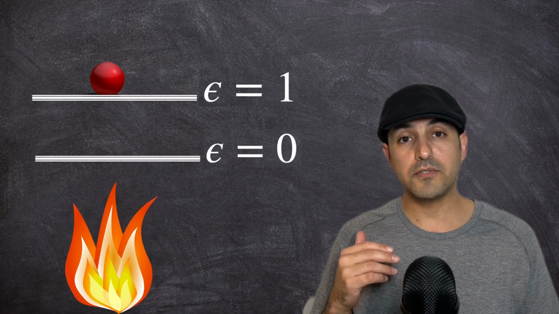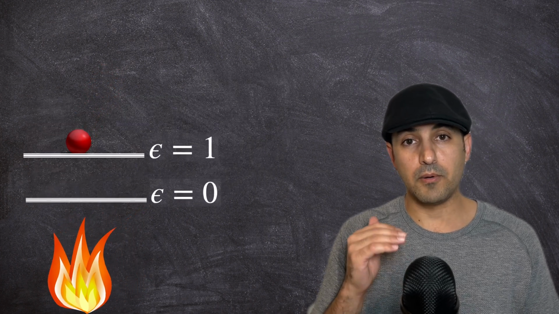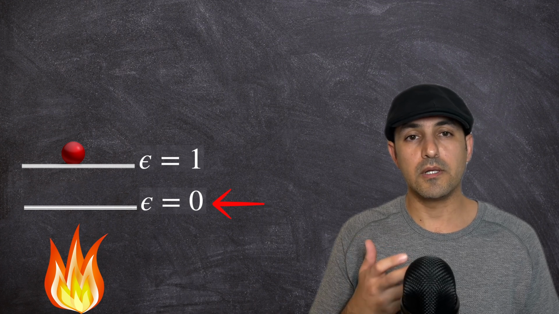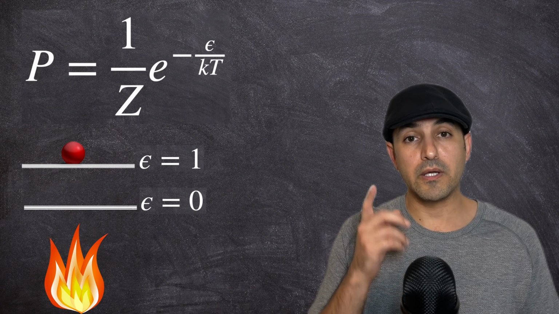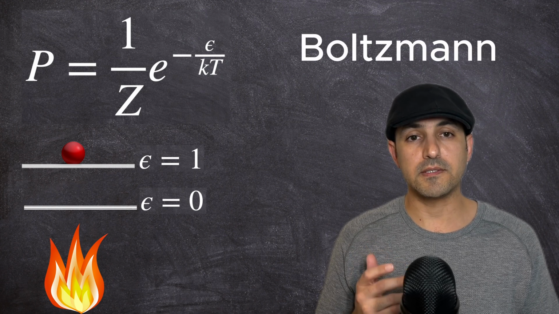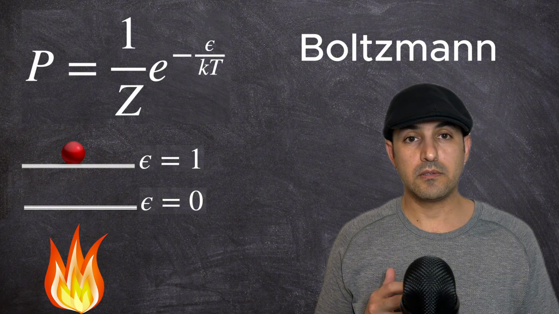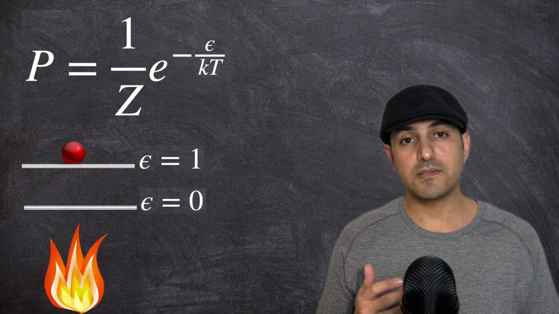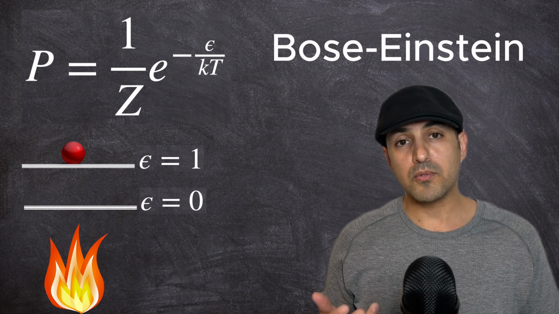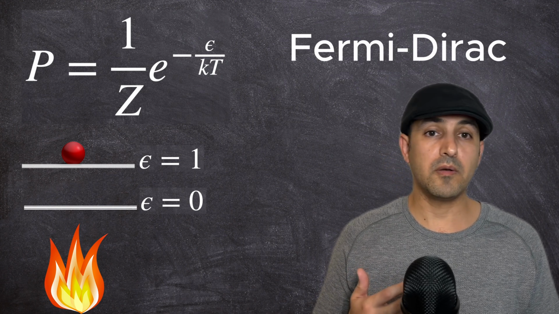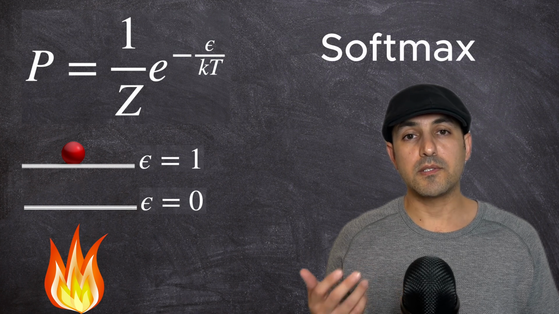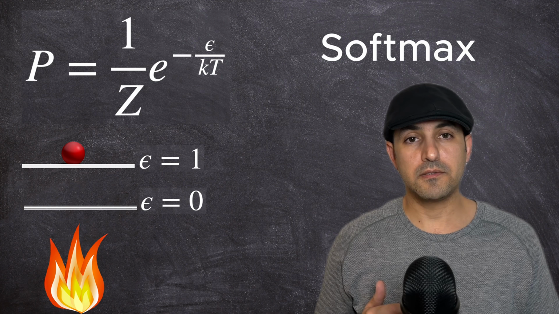In statistical physics, the probability that a particle resides in a state that requires energy equal to, let's say, epsilon, is given by this equation. This probability function in classical physics is the Boltzmann distribution. In the case of quantum statistics, and depending on the nature of the particle, this is the Bose-Einstein distribution or the Fermi-Dirac distribution. In machine learning literature, this is called the softmax function.